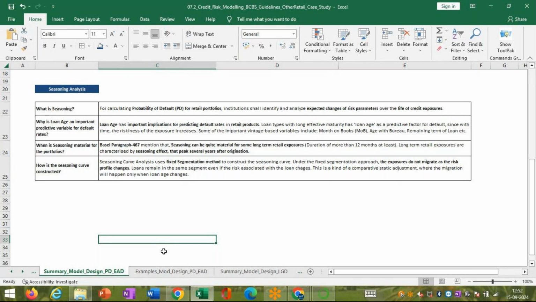The loan remains in the same segment even if the risk associated with the loan changes. The riskiness can only change with a change in the loan age. So you are controlling for all the other changes apart from loan age, and only when loan age changes does the riskiness change. Through this approach, I am trying to develop a relationship between the month on books and the default rate of the bank. Okay, so let's take a very simple example.